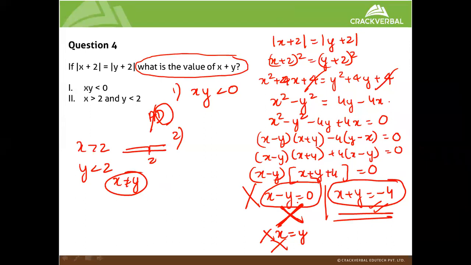So the tricky part of this question was for you to discard the first solution where x is equal to y, and I needed the statements to give me that information to discard the first bit, right? Because I had a ready-made value of x plus y to be equal to minus 4. Okay with this, guys? Okay with this, Benny? It's very, very simple. If x is greater than 2 on the number line, y is less than 2 on the number line, you can never have x equal to y.